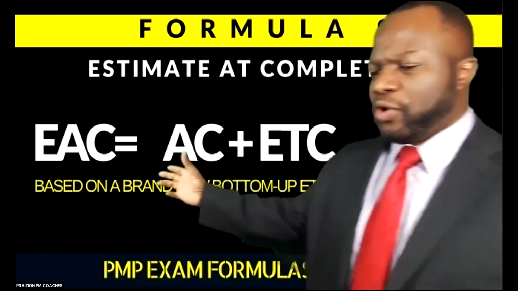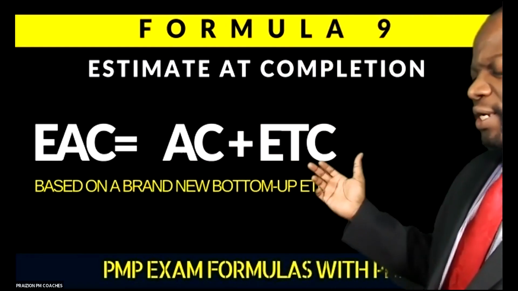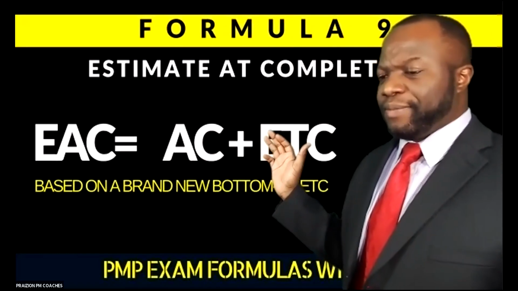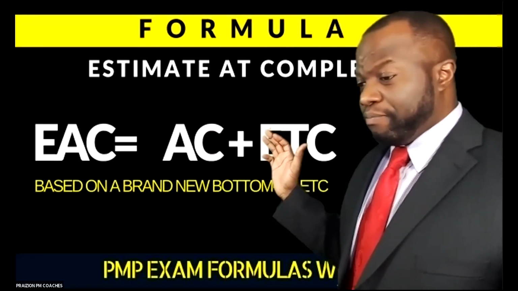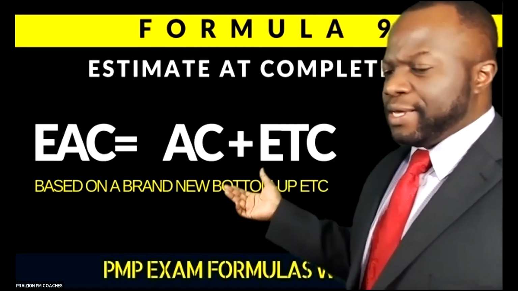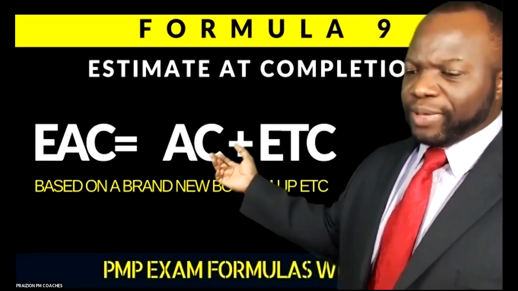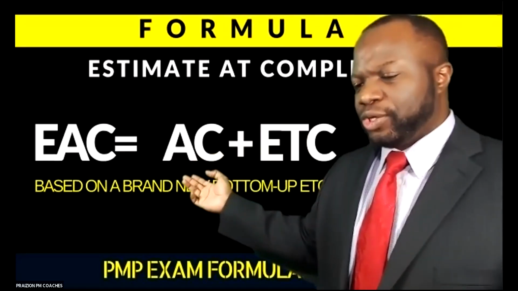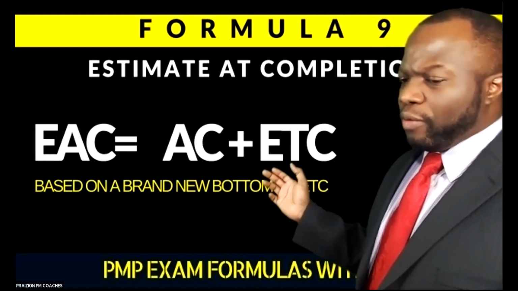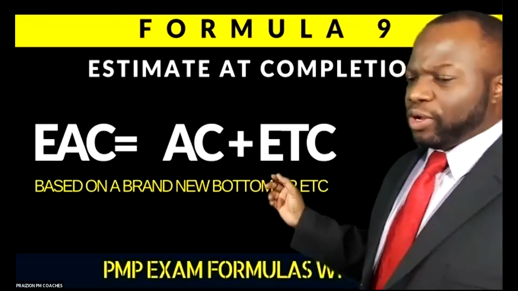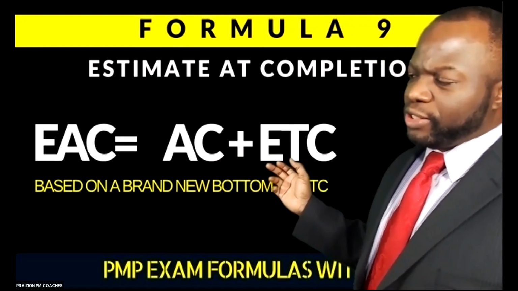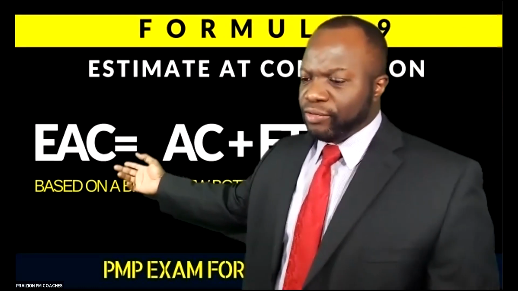So this first formula is used when your budget is so flawed that you cannot use it for any good estimating or recalculations. I mean, just throw away your BAC and come up with a brand new bottom-up ETC. So the AC is your actual cost, how much you've spent to date. The ETC is how much more money you need to finish the remaining work. So if you spent $100 and you need $200 more to finish what's left, the EAC is going to be $300. So that's when we use this.